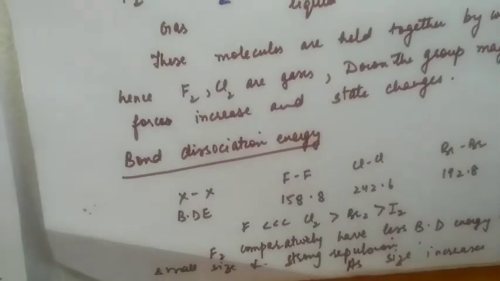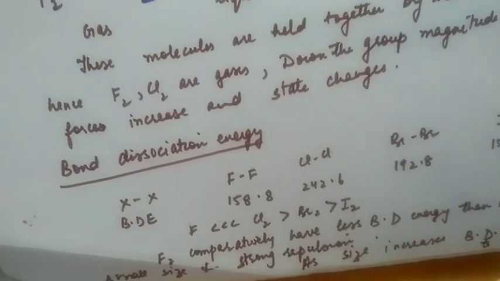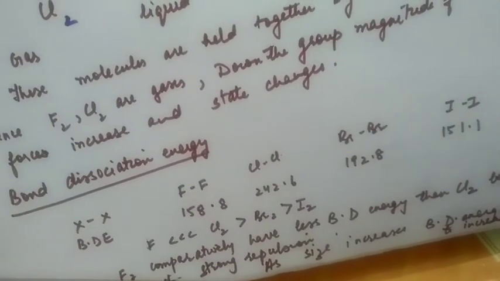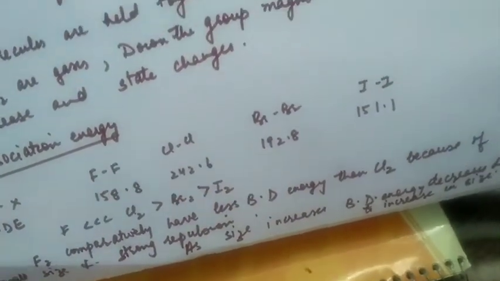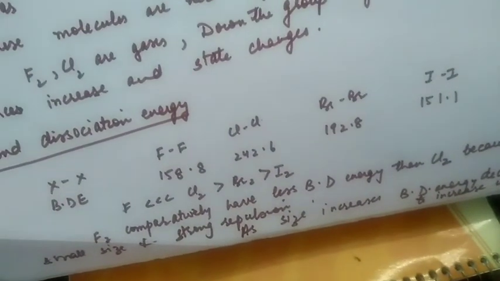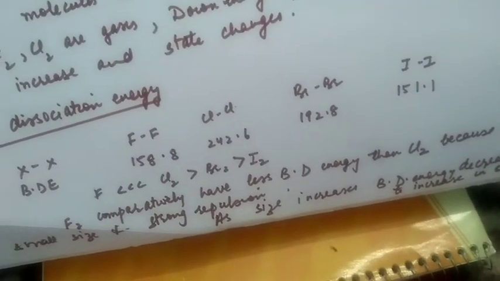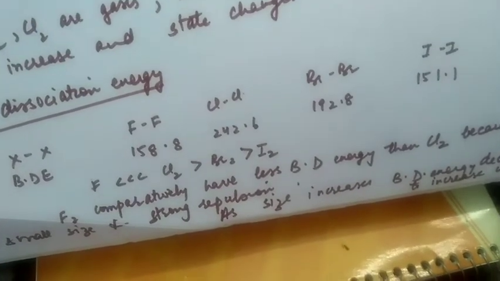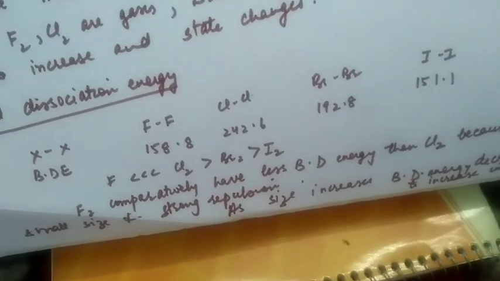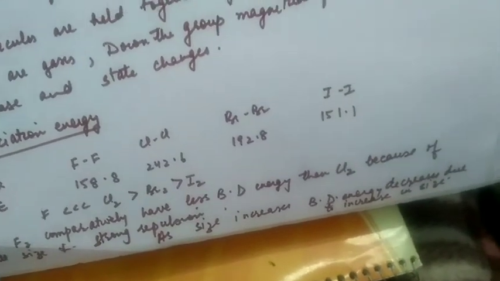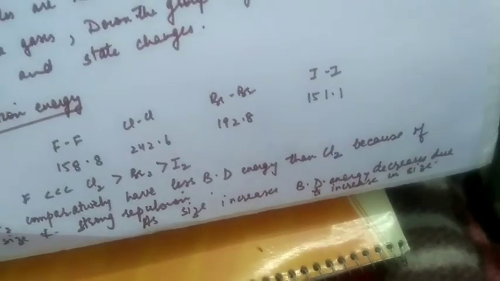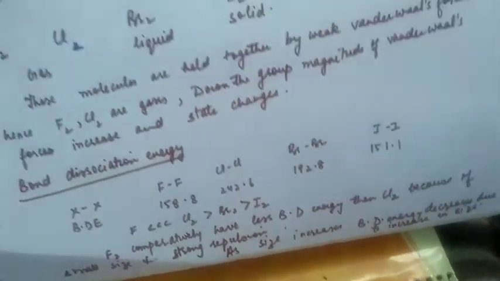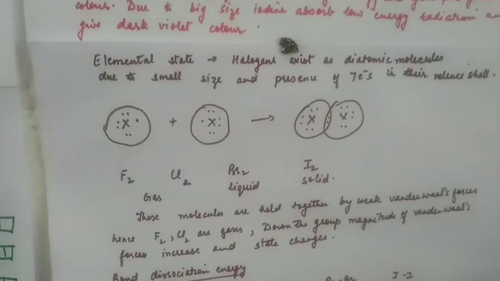The bond dissociation enthalpy value for fluorine is 158.8 kilojoules, whereas for chlorine it's 242.6, and for bromine and iodine, it decreases to 192.8 and 151.1 respectively. The value for fluorine is less than that of chlorine because fluorine atoms face inter-electronic repulsions and the bond can be broken easily. But as we move from chlorine to iodine, as the size increases, the bond length increases, and the bond dissociation enthalpy decreases. So this is about physical properties of halogens.